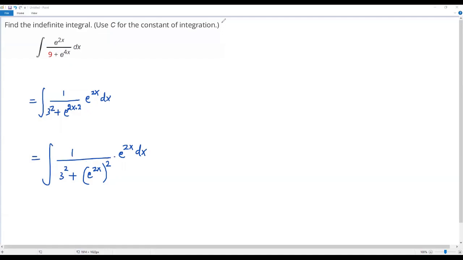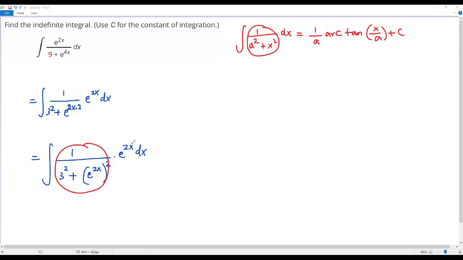Okay, now let me consider a formula in integration, that is the integral of 1 over a squared plus x squared times dx. The result of this integration is 1 over a times arc tangent of x over a, plus c. Now let's compare the integrand we have over here and the stuff we have in our integration. Here a constant a squared, here also we have a constant 3 squared. Here a single variable x is squared, but here e to the power of 2x is squared.